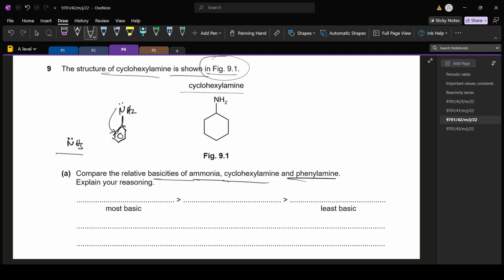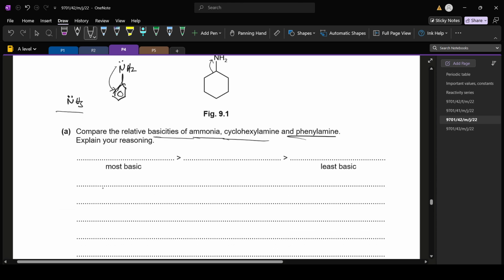And in cyclohexylamine, this ring has no double bond, so it is an alkyl group. These alkyl groups will generate an electron donating effect, so they will give electrons to this nitrogen. So there will be more lone pair available on cyclohexylamine than ammonia. So the most basic will be cyclohexylamine.